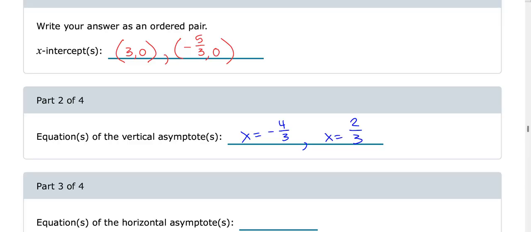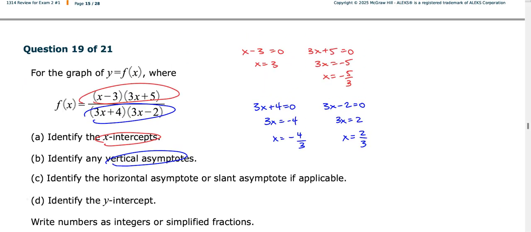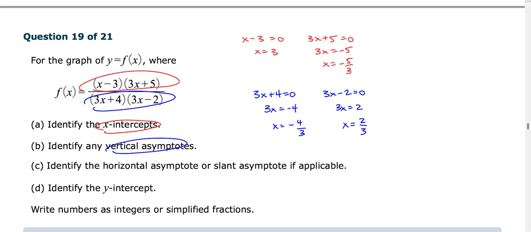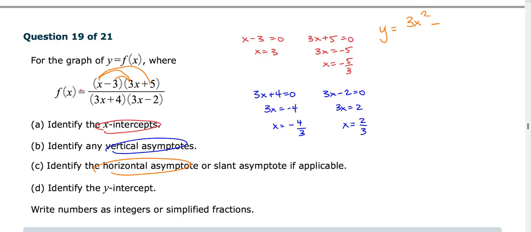Okay, I'm going to get rid of some of this color stuff, so hang tight. Okay, for the horizontal or slant asymptote, you got to find the degree of the top and the bottom, which means I need to multiply this stuff out. So if I multiply the top out, I would get 3x squared plus 5x minus 9x would be minus 4x minus 15. All I did was FOIL the 2 binomials in the numerator.